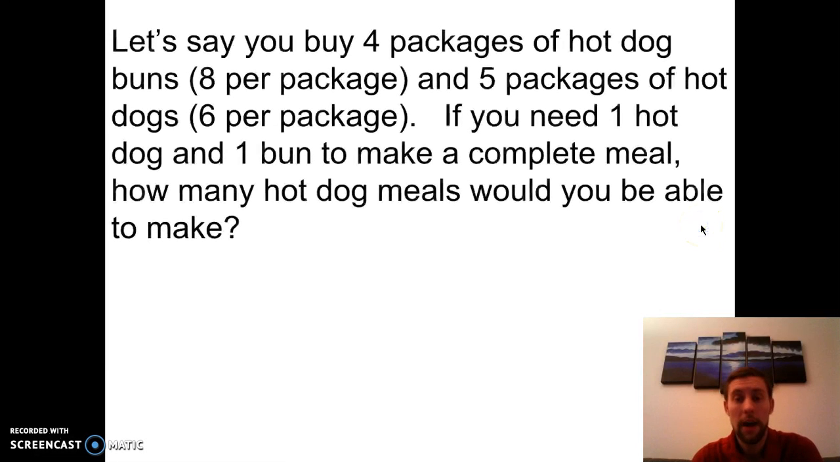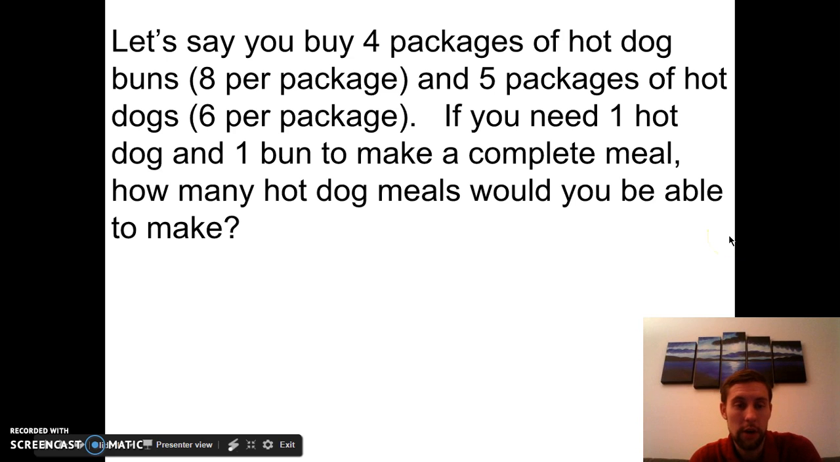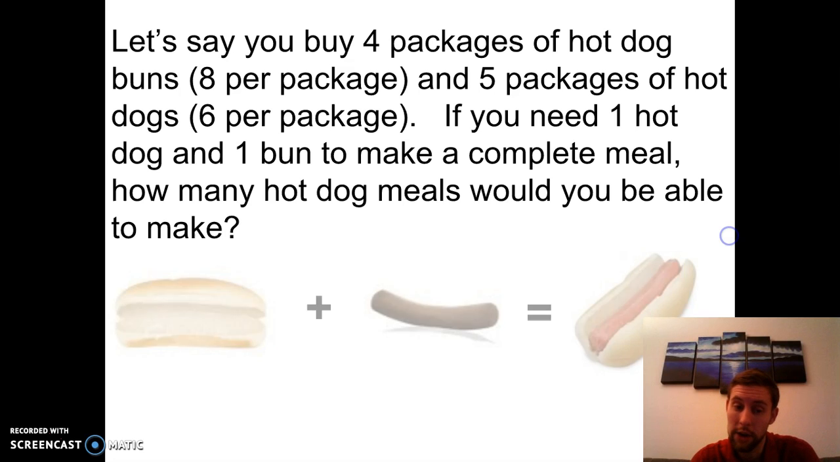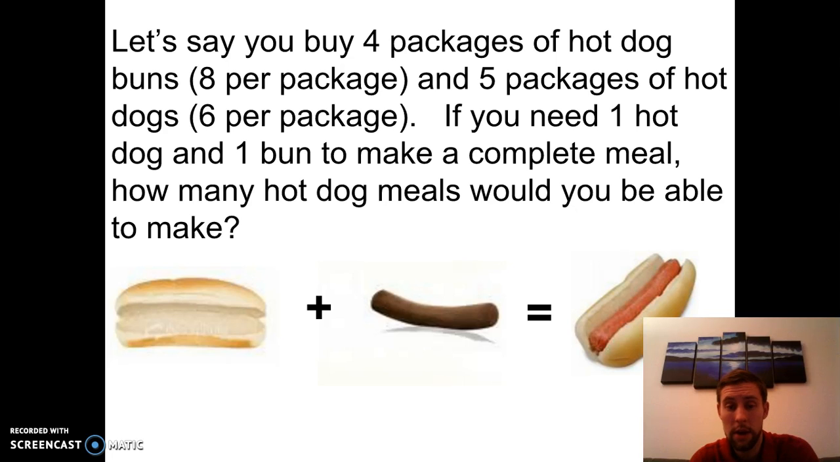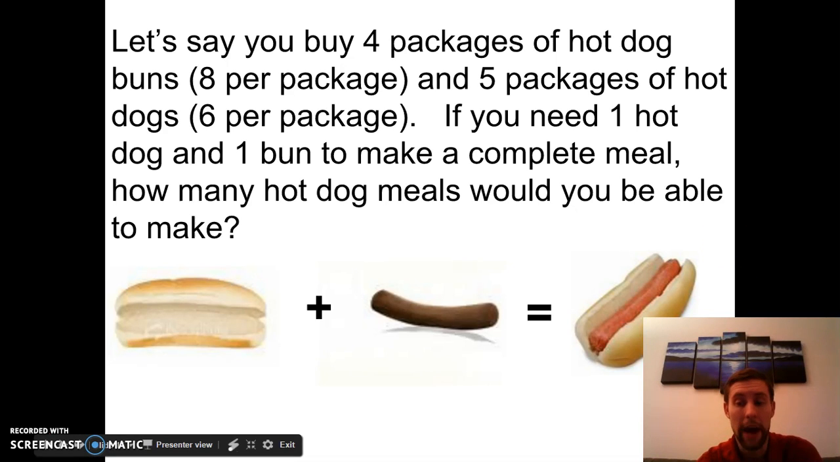Okay, stoichiometry part 3. We're going to talk about hot dogs. So if you buy 4 packages of hot dog buns, and there are 8 of them in a package, and you buy 5 packages of hot dogs, and there's 6 of those per package, and you have to have 1 hot dog plus 1 hot dog bun to make a complete hot dog meal, how many hot dog meals can you actually make?